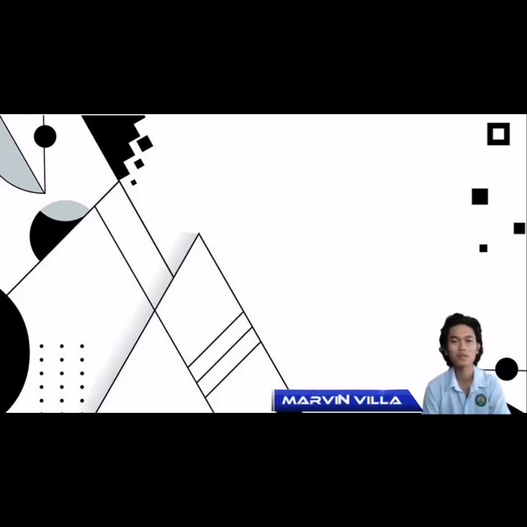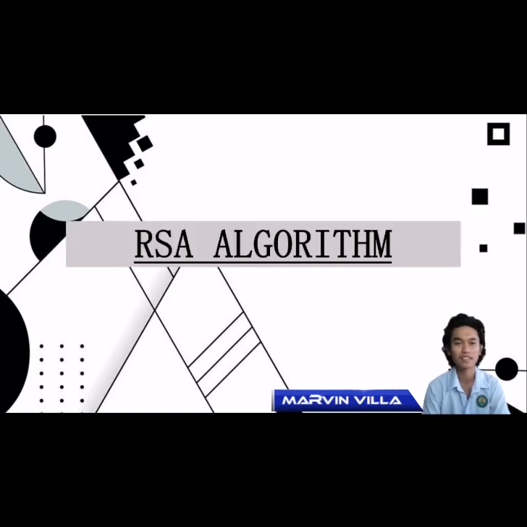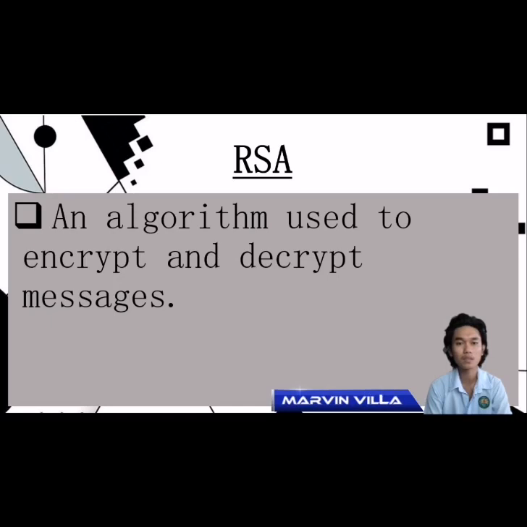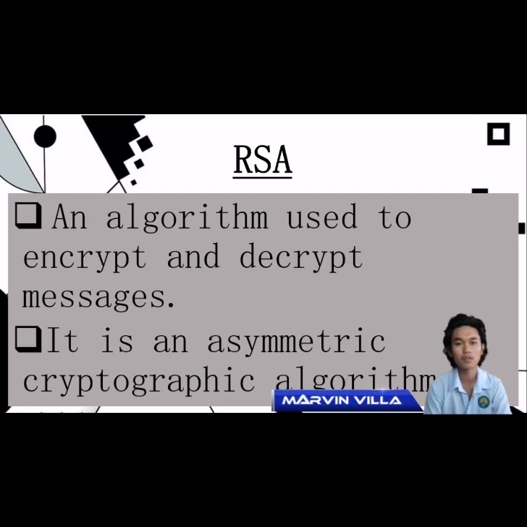For this video, we will be discussing what is RSA algorithm. Before we start, let us first define what is RSA algorithm. So, RSA, also known as Rivest-Shamir-Adleman algorithm, is an algorithm used to encrypt and decrypt messages. It is an asymmetric cryptographic algorithm. Well, we all know that in an asymmetric algorithm, we use a private key and a public key for encryption and decryption. While in symmetric, we only have one key for both encryption and decryption.